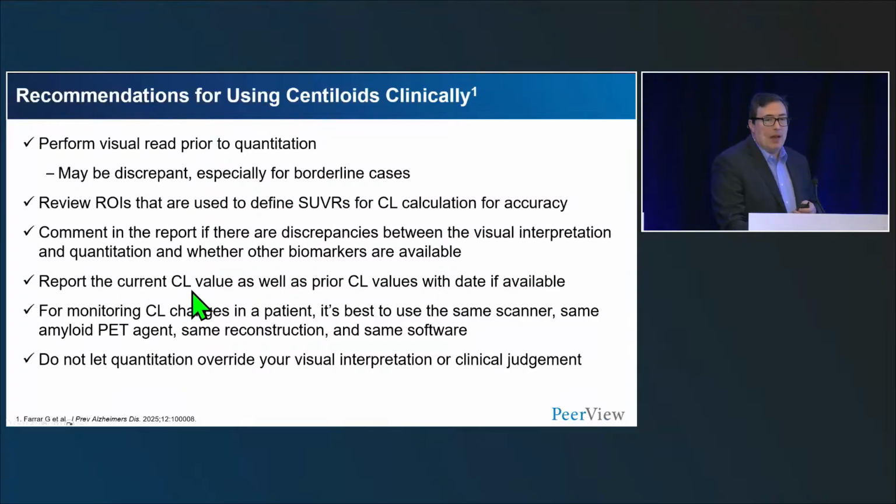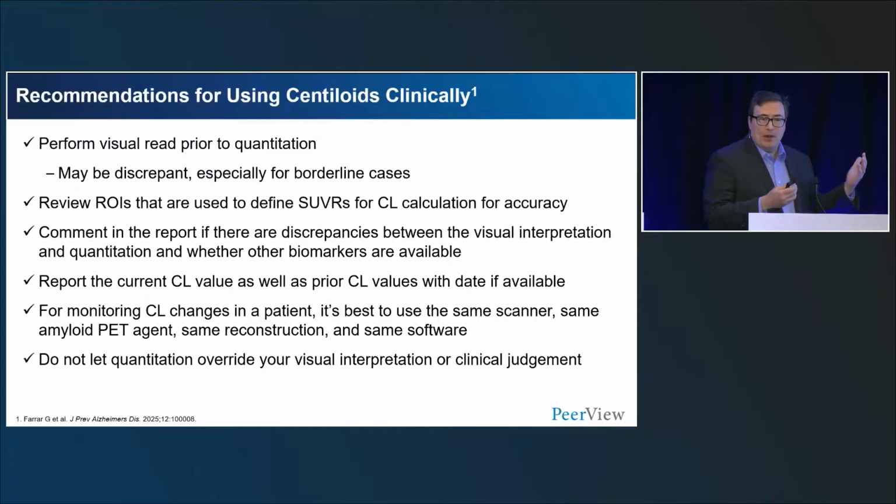We report the Centiloid values as well as if they've had prior Centiloid values measured. And if your goal is to monitor changes in Centiloids, try to use the same scanner, the same amyloid PET agent, the same reconstruction, and the same software. Centiloids do allow comparison across different techniques, but you will get the best results if you can keep as many variables the same as possible. And finally, and I think this is true throughout medicine, and it's certainly true in nuclear medicine, don't let quantitation alone override your clinical judgment.